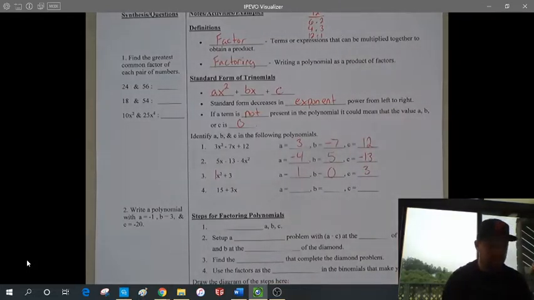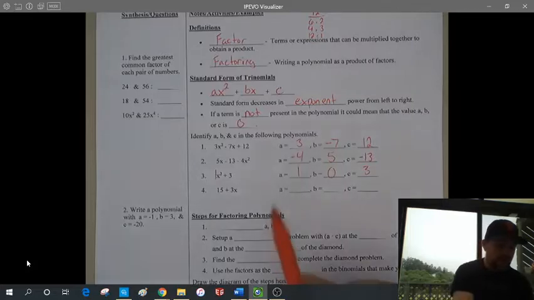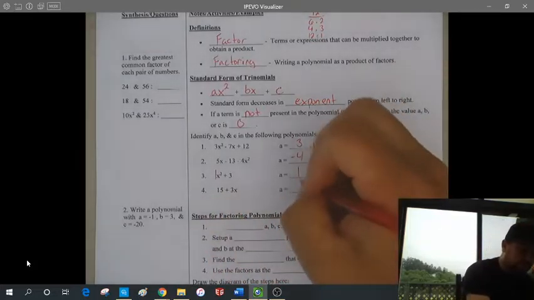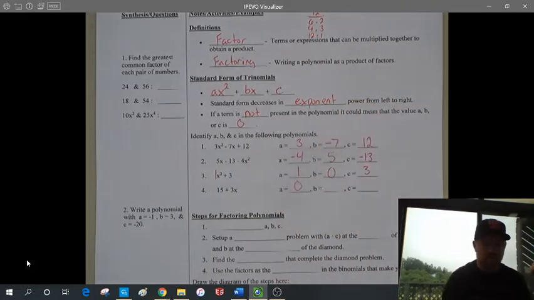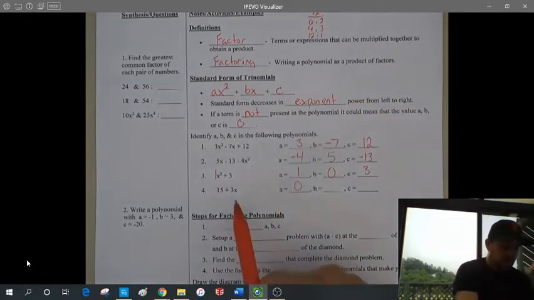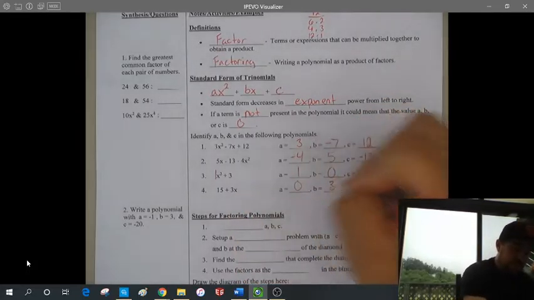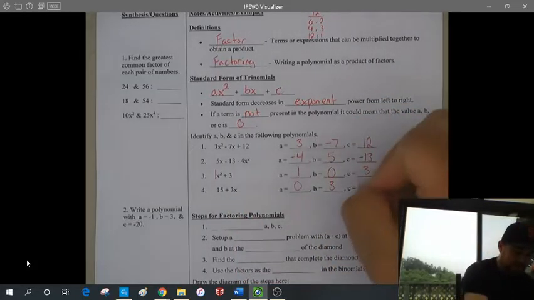Number 4, 15 plus 3x. Again, another binomial here. And so a is going to be equal to, well, since there's no x squared term, this time my a value is 0. My b value is in front of the x, which is going to be 3. And I have a constant, it's 15.